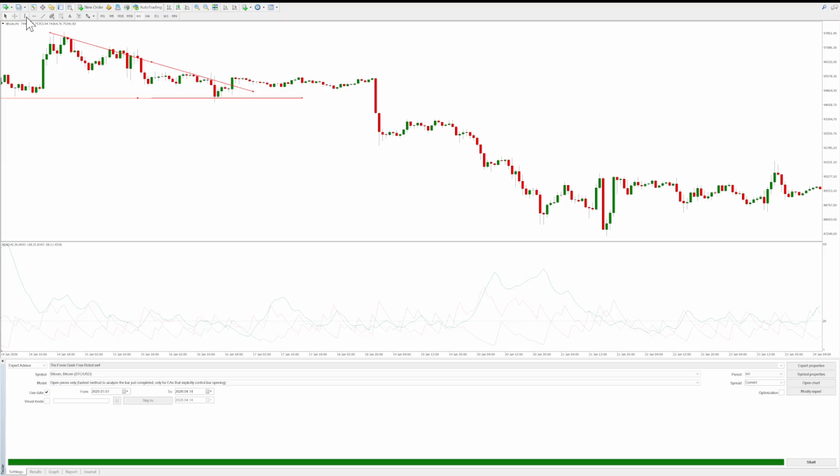Apologies if the lines aren't very clear. I will mark off here the ADX going above the 20 level with the red line above the green line, which suggests a bearish trend. And the ADX being above 20 suggests there's power in this trend.